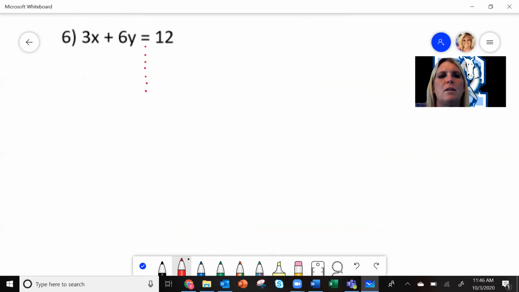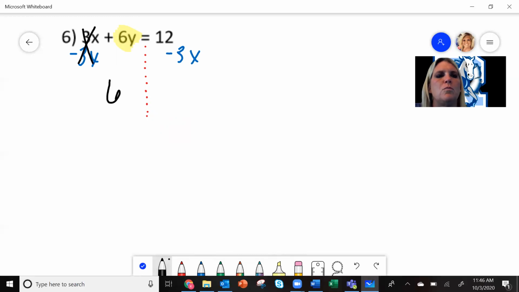At the equal sign, I'm drawing a dotted line. Here is my y. I need to get that by itself. I have 3x. I'm going to subtract 3x from each side. I'm going to get 6y equals negative 3x plus 12.